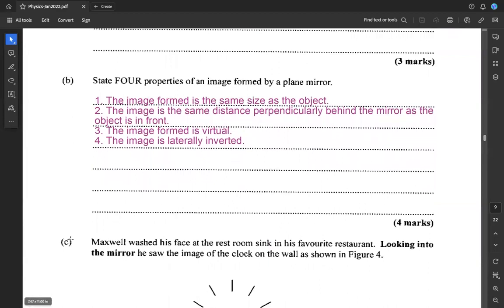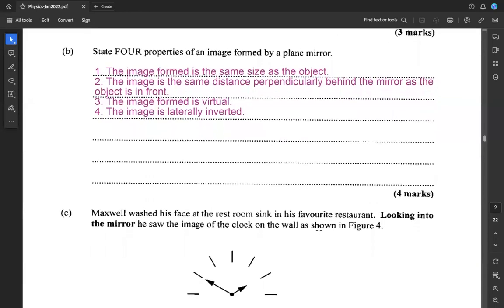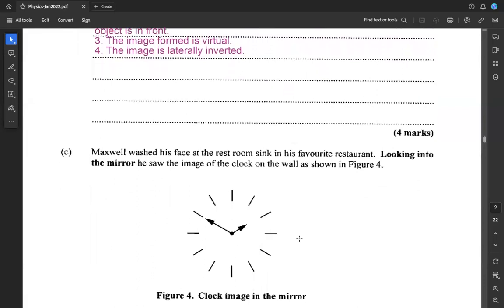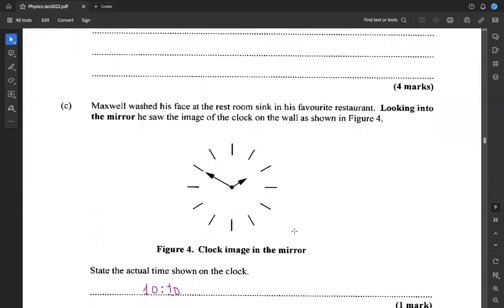For part C now, they're saying Maxwell washed his face at the restroom sink in his favorite restaurant. Looking into the mirror, he saw the image of the clock on the wall as shown in figure 4. Imagine yourself as Maxwell, looking into the mirror. We're looking ahead, and this is the image that we see in the mirror. So this is an image.